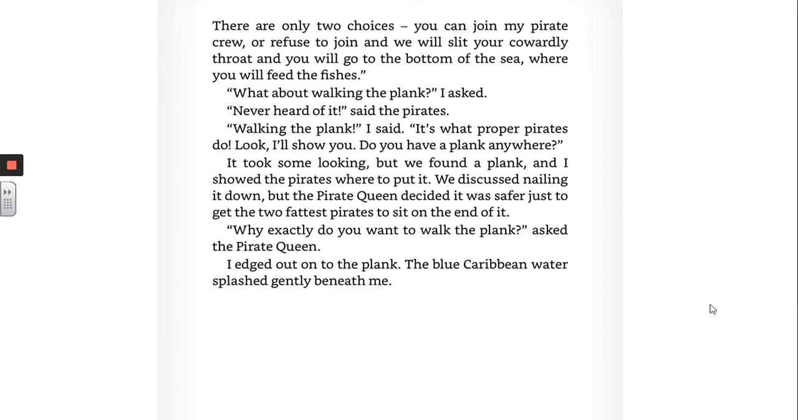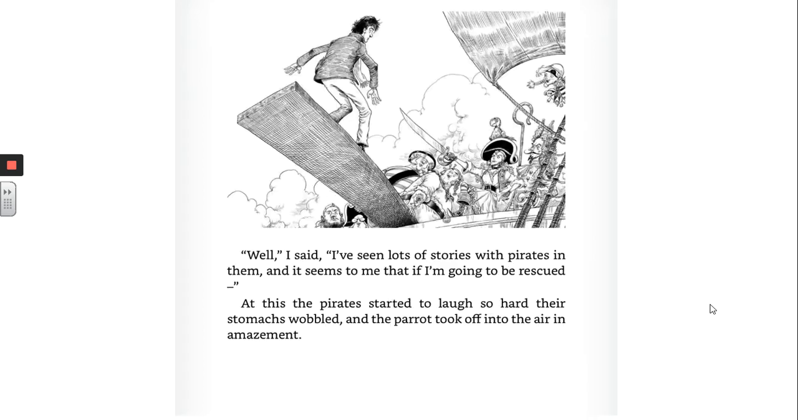Why exactly do you want to walk the plank? Asked the Pirate Queen. I edged out onto the plank. The blue Caribbean water splashed gently beneath me. Well, I said, I've seen lots of stories with pirates in them, and it seems to me that if I'm going to be rescued... At this, the pirates started to laugh so hard their stomachs wobbled, and the parrot took off in the air in amazement.